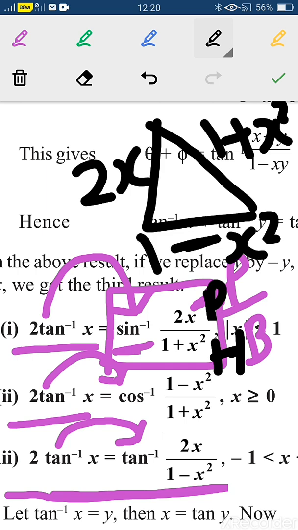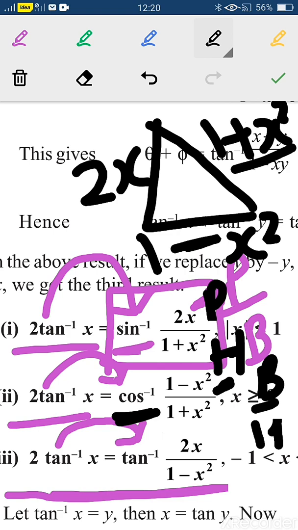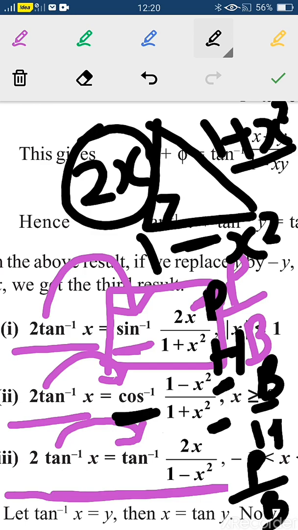So if you have to convert it into cos inverse, that is base upon hypotenuse. So what is base? 1 minus x square. What is hypotenuse? 1 plus x square, right? You have applied here Pythagoras theorem. So tan inverse x is perpendicular upon base. This is perpendicular upon base. Perpendicular is 2x and base is 1 minus x square. In this way you can learn.